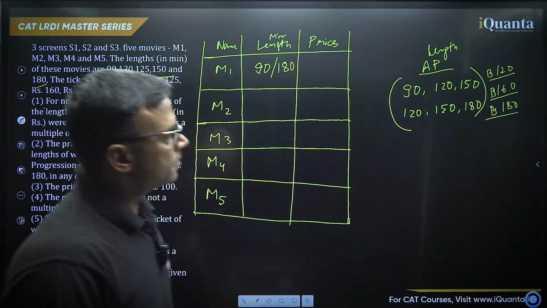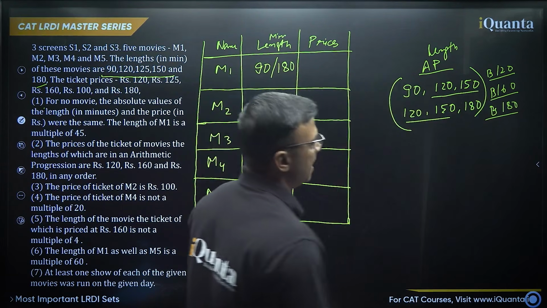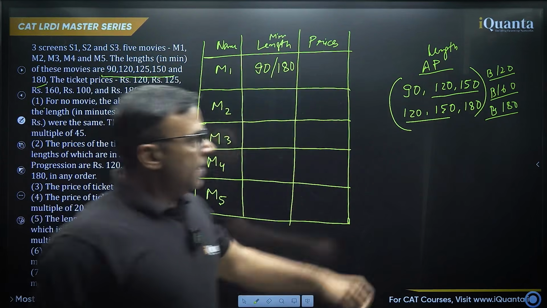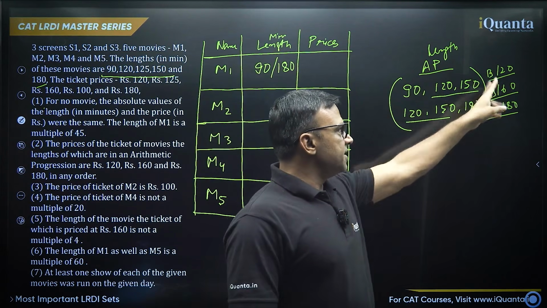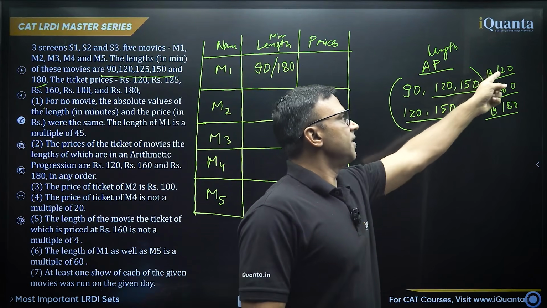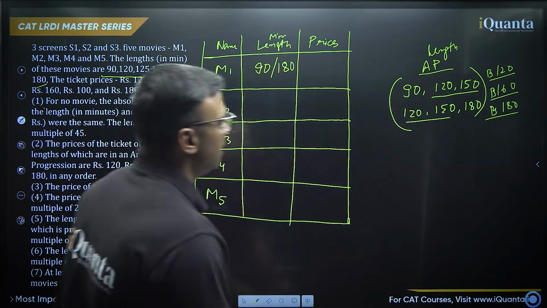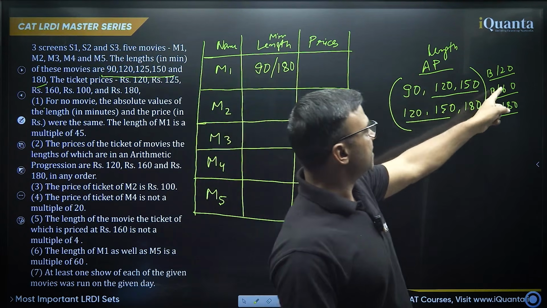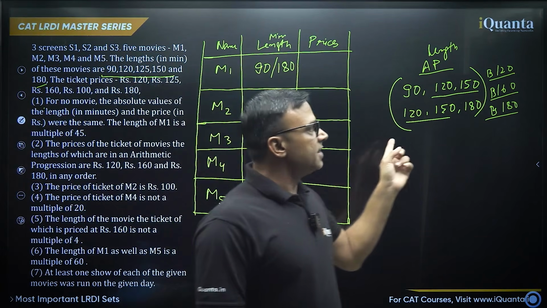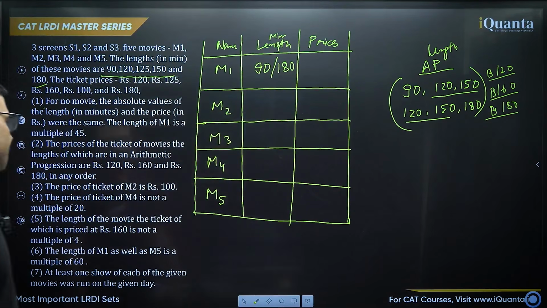Okay, so one thing is very clear that 120, 150 is going to be a part of this AP. 90 or 180, one of them will be part of this AP. Which one's price is 120, which one's price is 160, which one's price is 180, that we don't know. One thing is clear that the 120 length will not have price 120, right? Because the length and the price cannot be the same, that was given in the first information. So 120 minute length will have a price of either 160 or 180. That's all we can say from there.